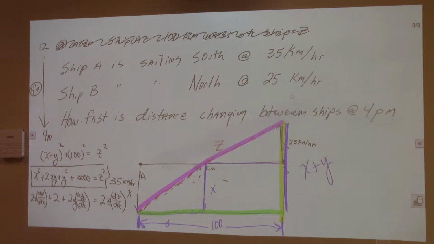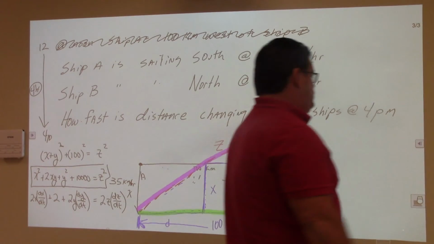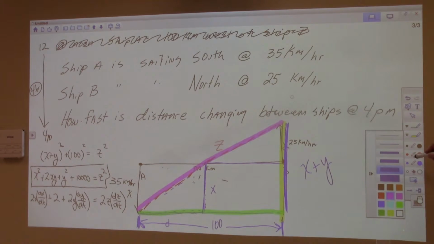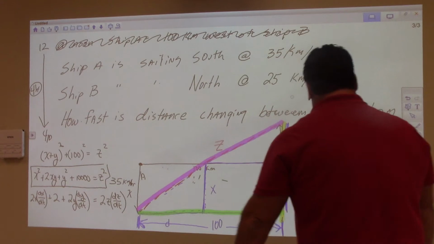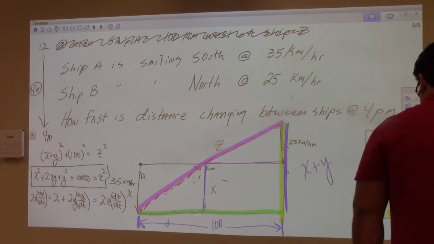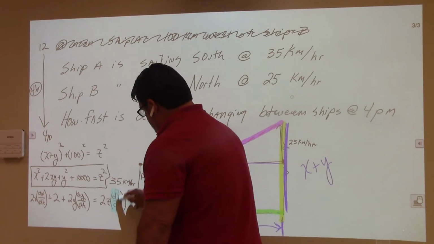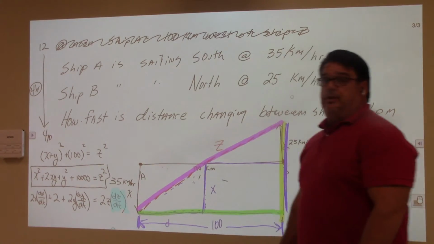Which one are we looking for? dz/dt. So take the handy dandy highlighter and we'll color it aqua blue, since green is our color down here. That's what you're looking for right there.